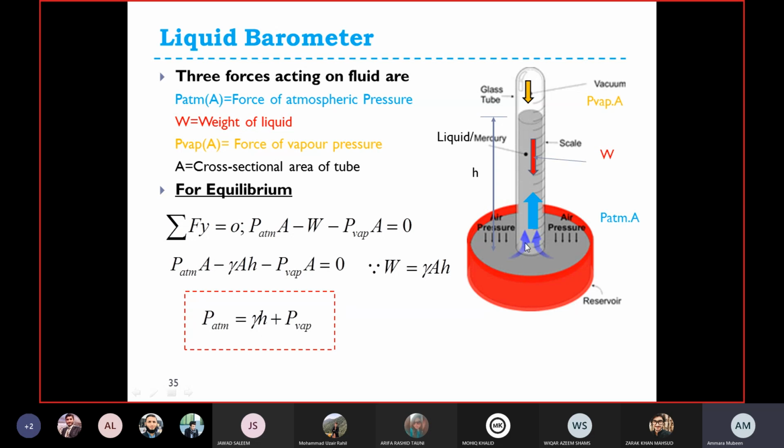Usually in this type of barometer, the liquid which is used is non-volatile liquid. The vapor pressure for non-volatile liquid is very small and can be negligible. Only when the vapor pressure is negligible, the atmospheric pressure depends only upon the specific weight of the fluid and the depth of the rise of fluid inside the tube. So any questions, please let me know.